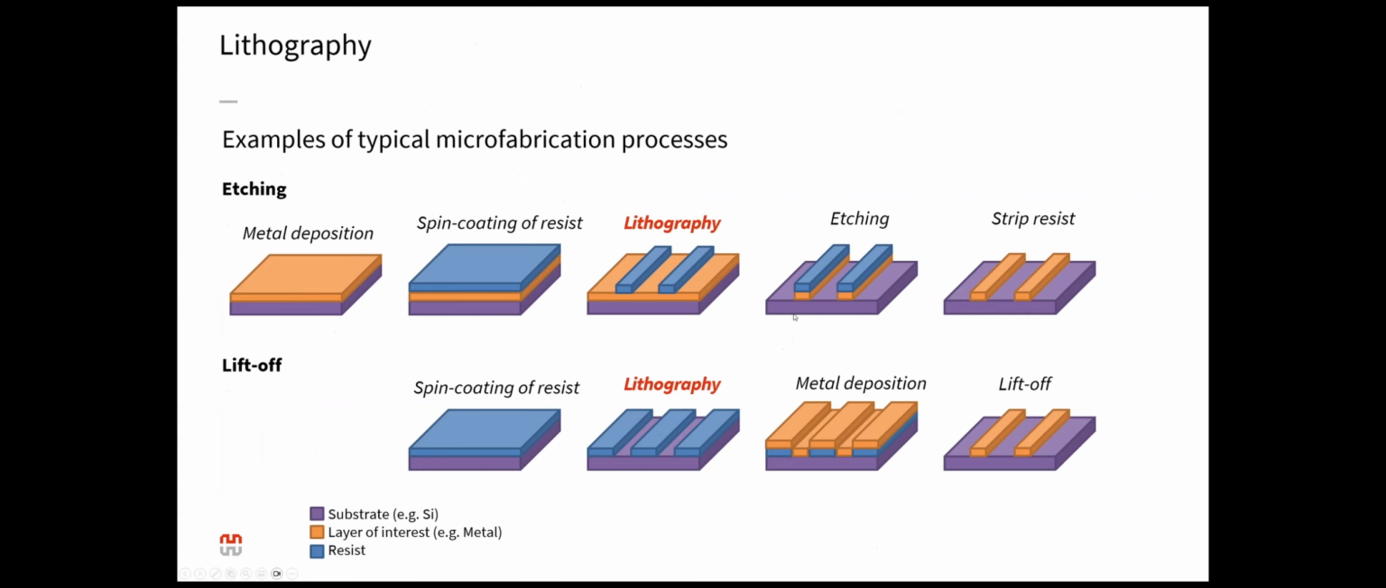So when we talk about nanofraser, first of all, we're talking about a nanolithography tool. Here I just put some examples of a typical microfabrication process. One very common is the etching, and another very common is the lift-off. In the video we just saw an example of a lift-off.